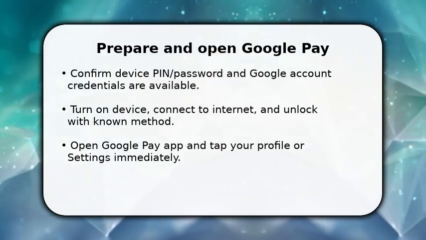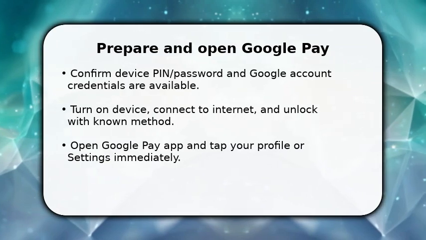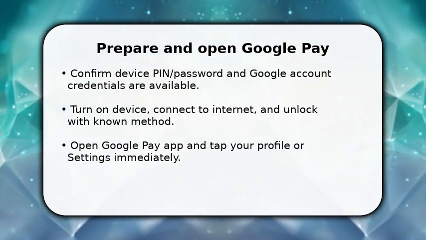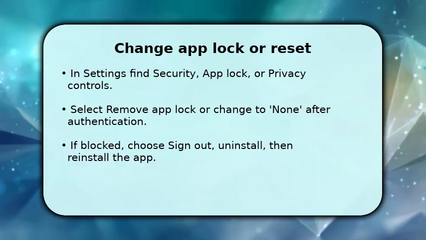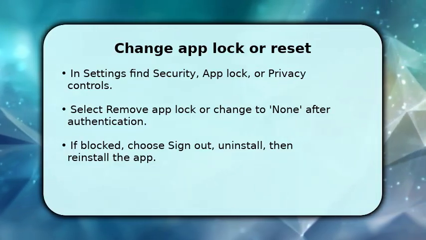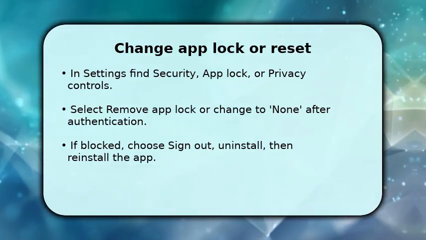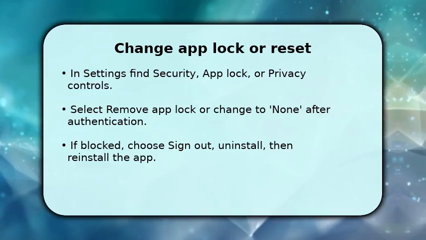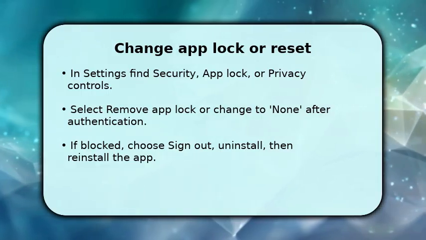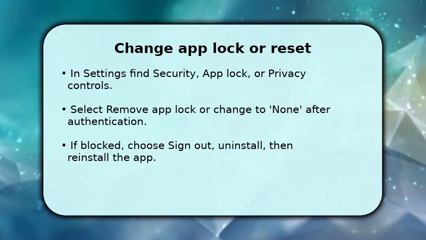Then proceed to Security or Privacy Controls to change the app lock behavior. Now you'll modify the app-level lock. In Google Pay settings, locate Security or App Lock and authenticate with your device PIN or account password. This proves ownership. Once accepted, select Remove App Lock or Set Lock to None.